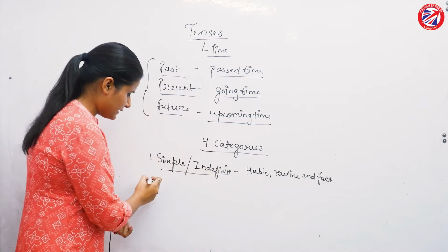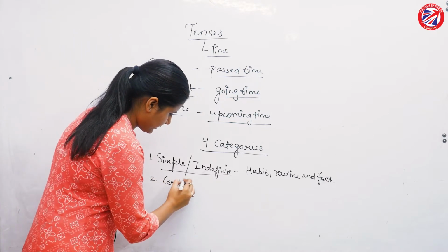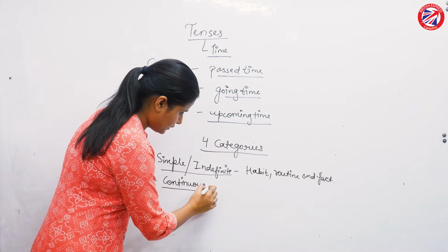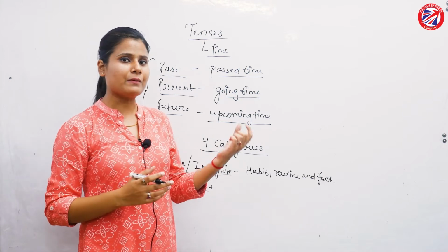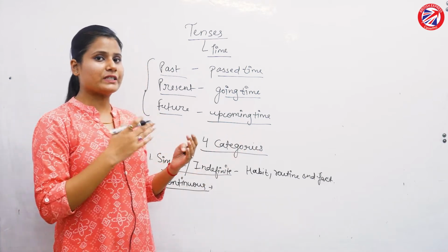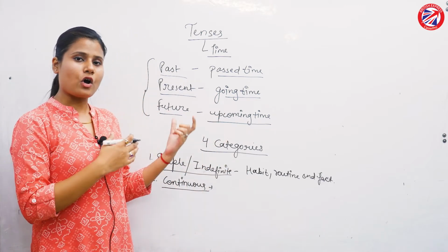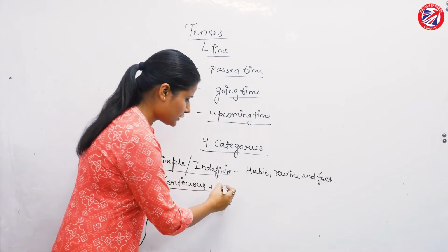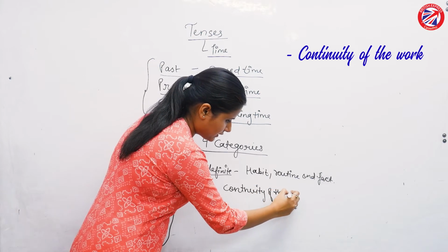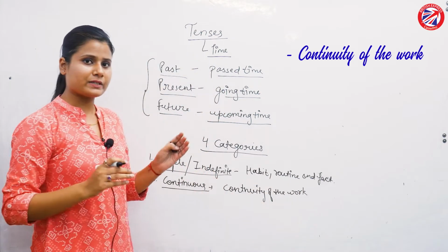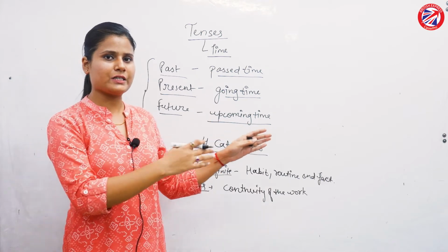Now coming to the second category, continuous. What does it show and how are we going to know about it in some words? Basically, the work which is going on. For example, I am teaching you right now. So this is telling the continuous process. It is showing continuity of the work, whatever is going on in the present time, past time or future time. All these things are going to be in the continuous process.